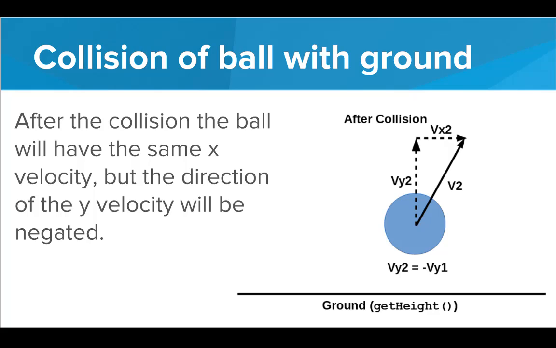Since our collision is perfectly elastic, and because we're assuming the ground doesn't move, our final y velocity will have the same magnitude, but only its sign will change. The simple formula we'll use for this is Vy2 equals negative Vy1.